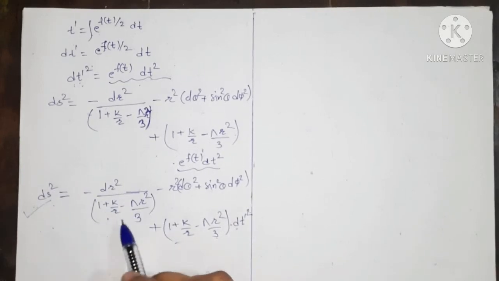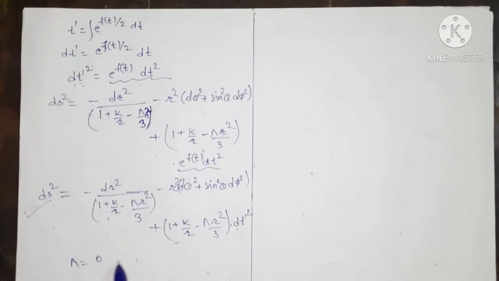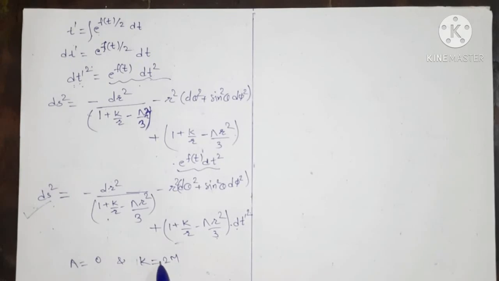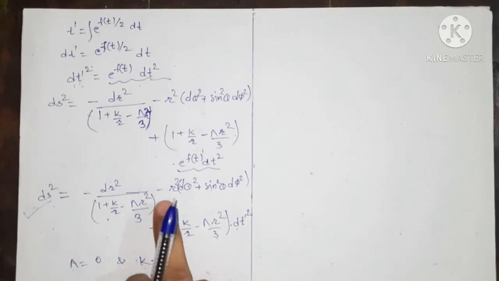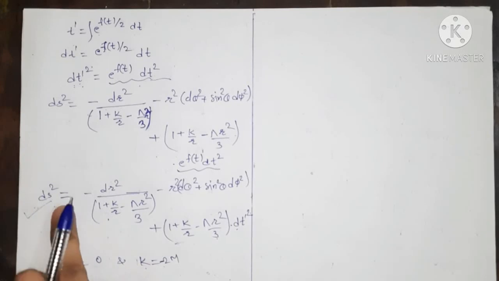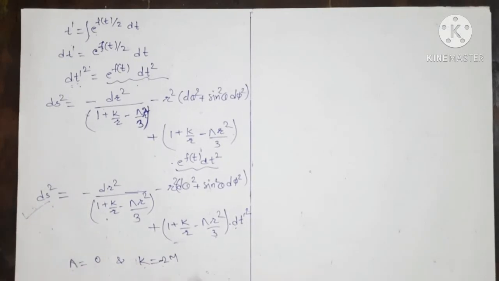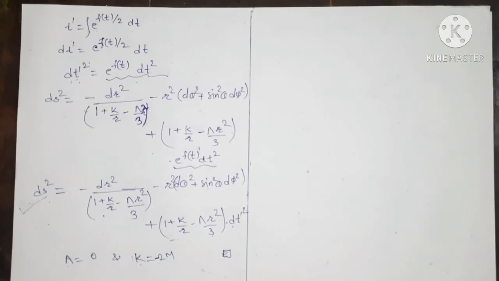Also, if we substitute capital lambda equal to 0 and k equal to minus twice m, then this line element reduces to the Schwarzschild exterior solution. And therefore the proof of the theorem, Birkhoff's theorem, is completed.